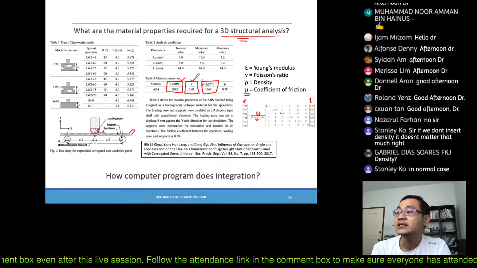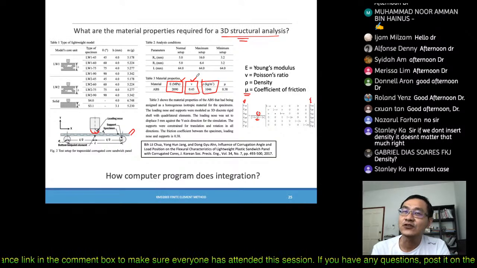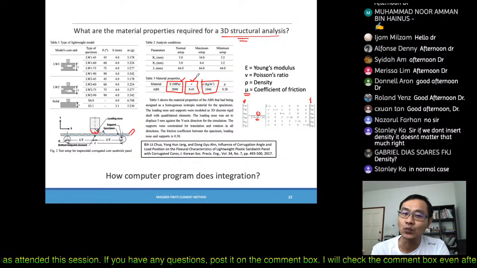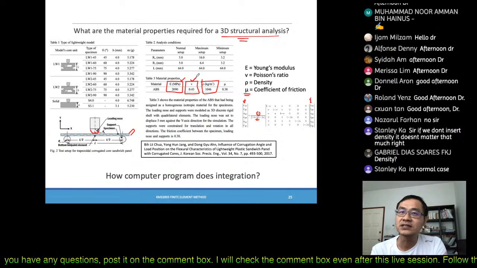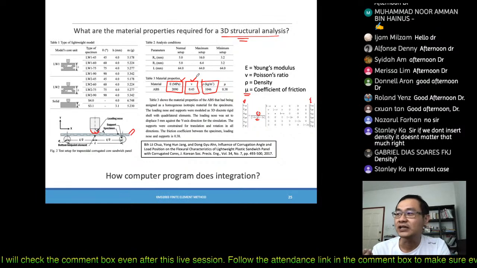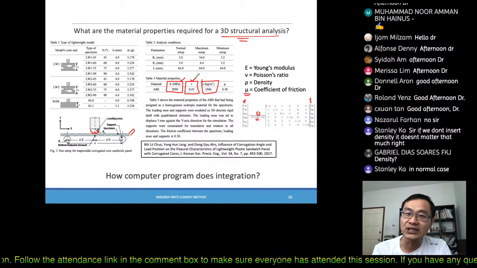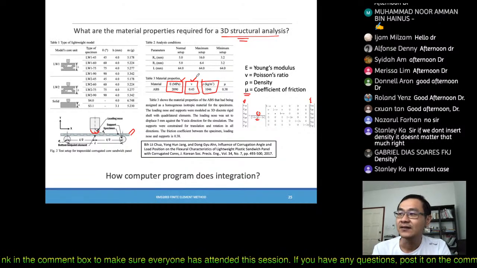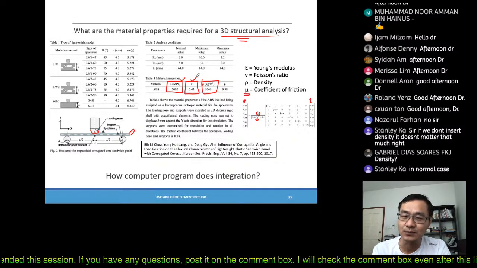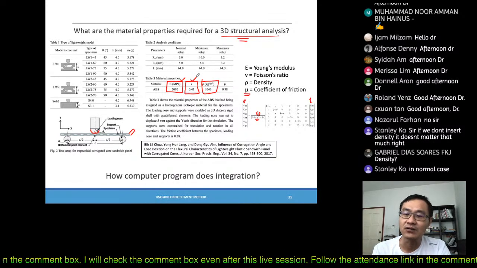If you don't insert the density, it doesn't matter if you don't take into consideration the weight. If you want to consider the weight, then you may need to include the density, because of the weight of the body force itself acting. That will give you a slight difference between when you include real density and without.